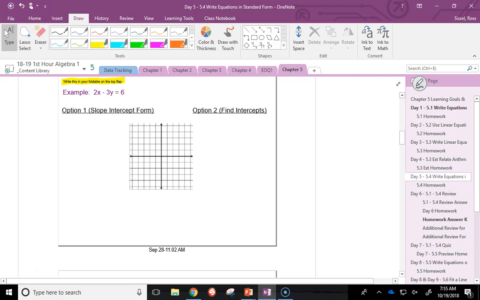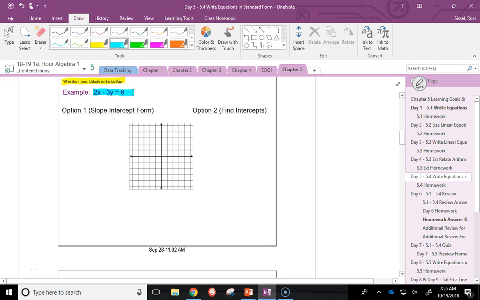All right, so in your little foldable flap, we have option 1 and option 2. This is standard form: 2x minus 3y equals 6. I know it's standard form because my x and y are on the same side of the equal sign. They're both integers, and my a, right in front of the x, is a positive 2. It's a positive number. So we have to graph this.